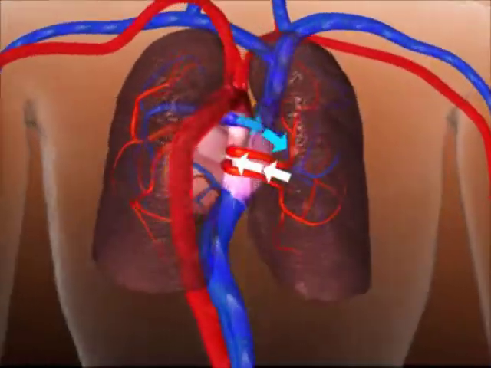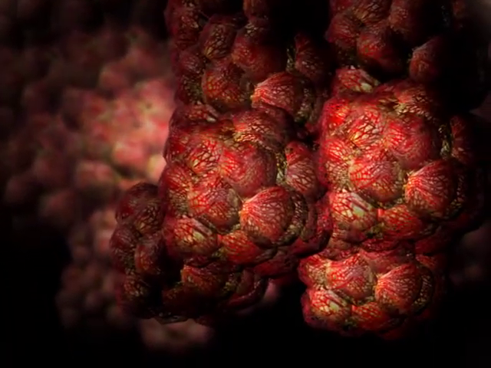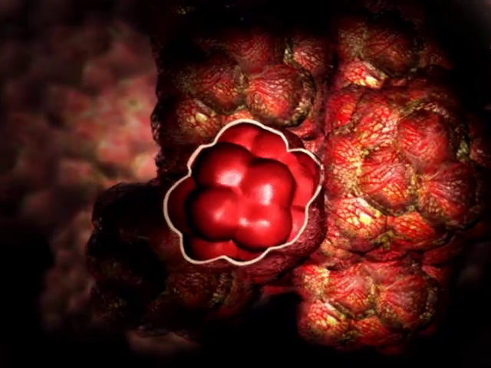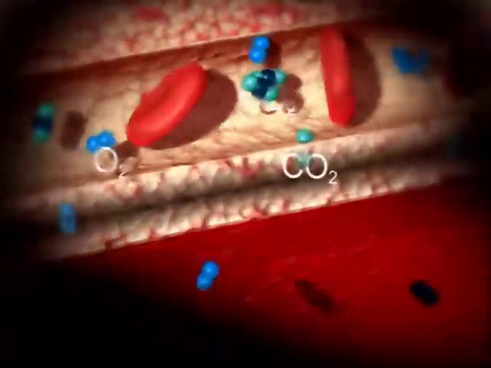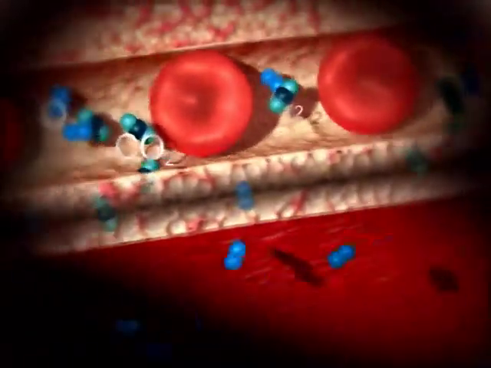Blood enters the lungs through the pulmonary arteries. It then moves through arterioles and into the alveolar capillaries. Oxygen and carbon dioxide are exchanged between the blood and the air. The blood then flows back to the heart through the pulmonary veins.